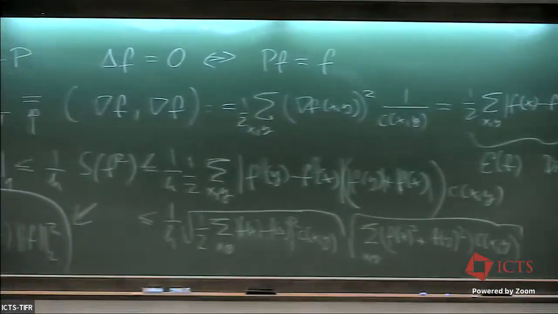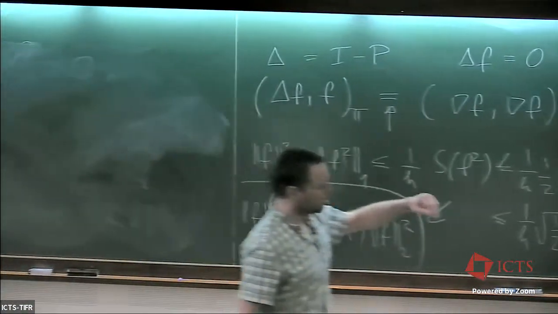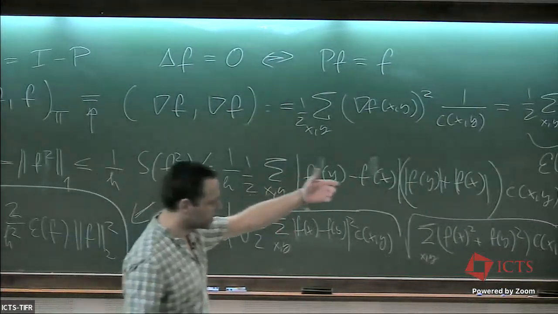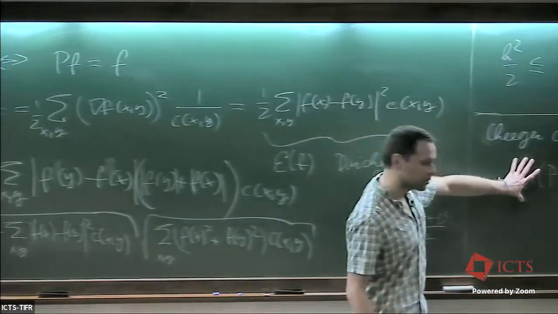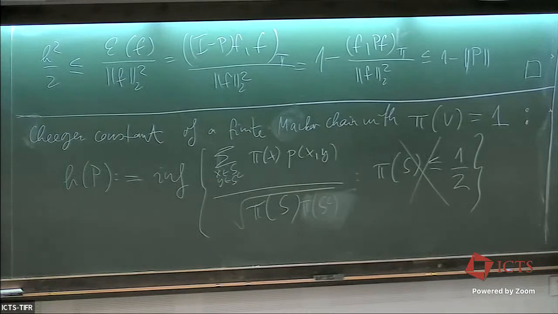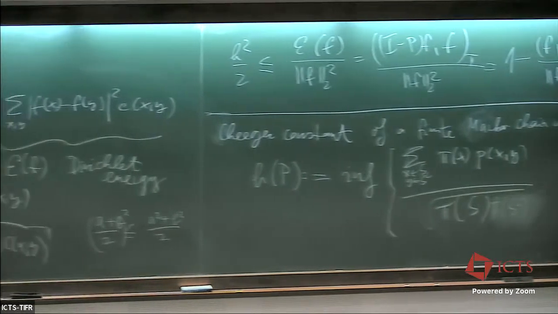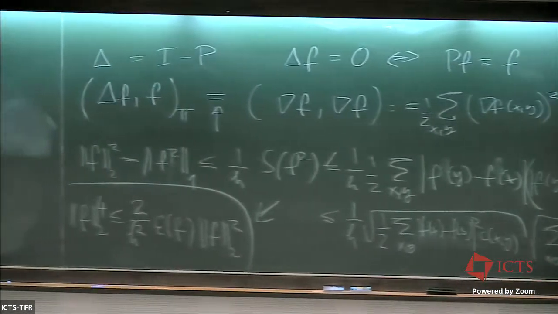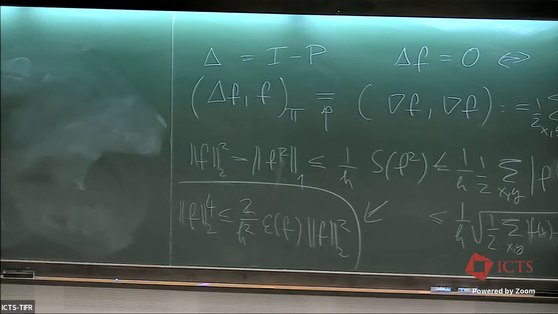A definition is that if this is big, but the Markov chain is sparse, or the graph is sparse, then we call it an expander. So that's one definition. The notion is not for general Markov chains, but typically for graphs. For Markov chains, you just talk about the Cheeger constant of the Markov chain.